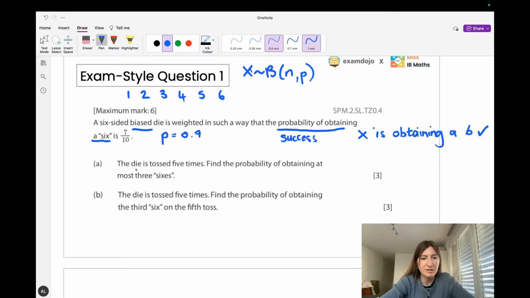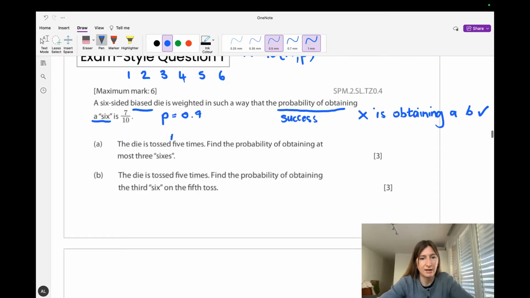All right, so the die is tossed 5 times. All right, there is our n. N equals 5 times. Find the probability of obtaining at most 3 6s. At most 3. So at most 3 could be 0, 1, 2, or 3. At most 3 includes 3. So let's write that there.